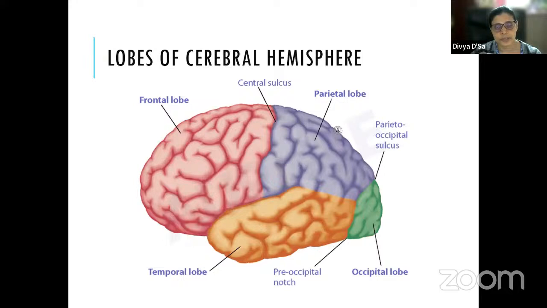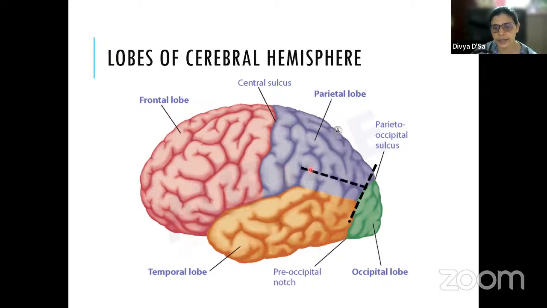Okay, so the lobes of the cerebral hemisphere. So how do we define the lobes of the cerebrum? So this is the superior lateral surface. So the area of the cerebrum in front of the central sulcus, this is the central sulcus, so the area in front of that will be the frontal lobe. Okay. So to define the other lobes, we draw an imaginary line which extends from the parieto-occipital sulcus to the preoccipital notch.